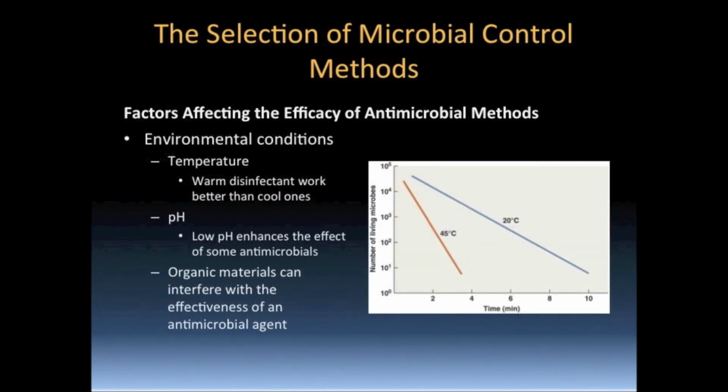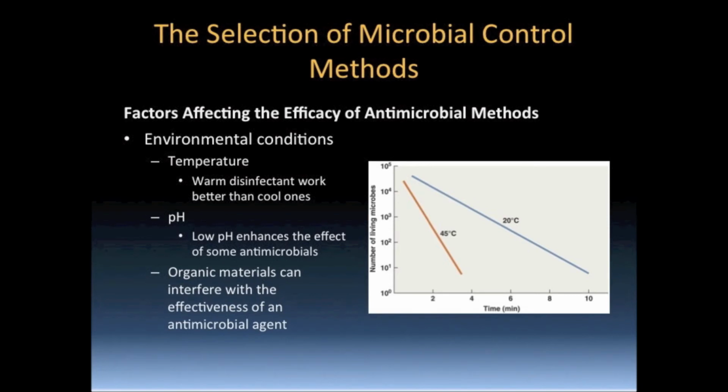Finally, antimicrobials can be affected by environmental conditions. The temperature at which an antimicrobial agent is applied is important. Generally, a higher temperature causes the agent to be more active, because chemicals react faster at higher temperatures. pH is also important for some antimicrobials. In some cases, an acidic pH allows the chemical agent to be more effective.